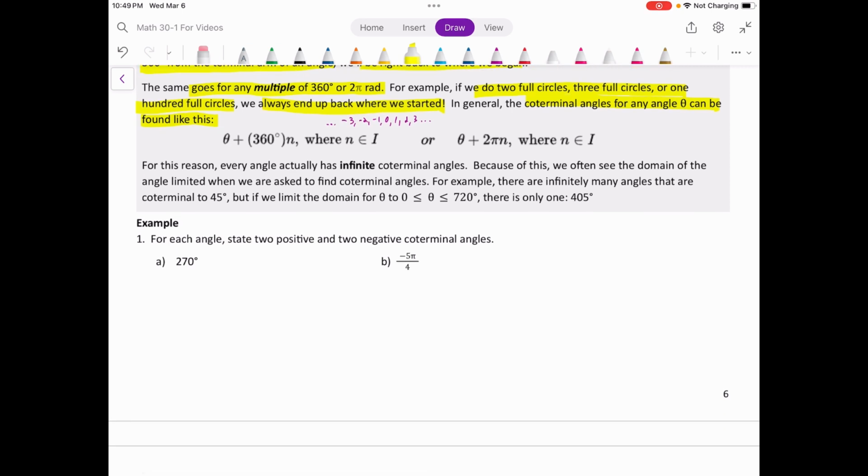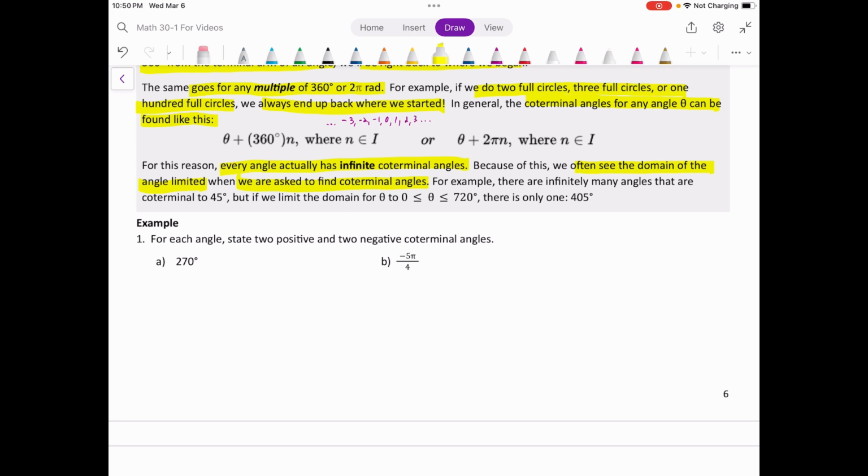So for this reason, every angle actually has infinite coterminal angles, right? You could add 1 billion times 2 pi, and that would give you yet another coterminal angle. There's no place we ever have to stop. So 2 ways we can deal with this. Later in the trigonometry unit, we'll see what's called a general solution. That means there's a way to talk about all possible angles that could solve it. It looks a lot like this kind of thing, where we add multiples of 2 pi or multiples of 360. The other thing we often see is that the domain of the angle is limited when we are asked to find coterminal angles.